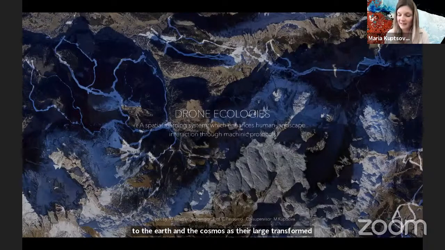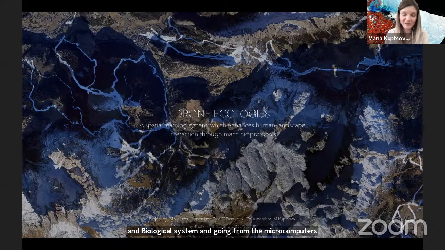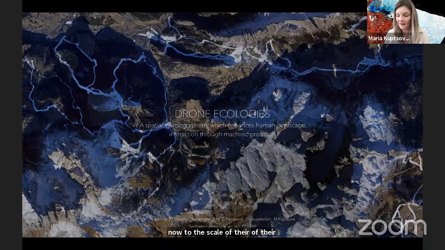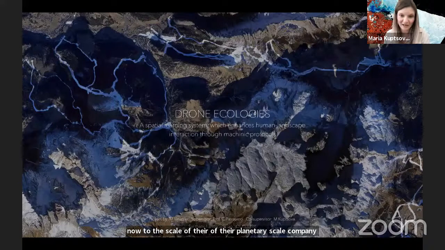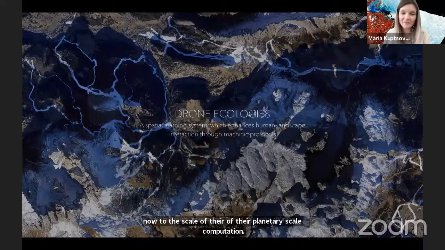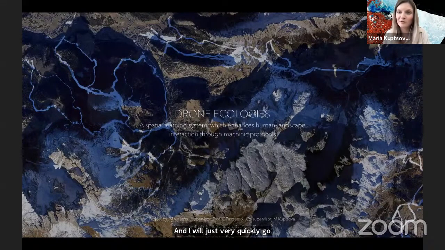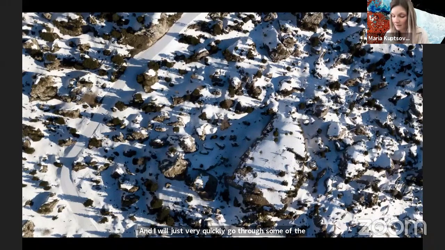Now, basically a design that we implemented is an evolutionary design system, which is merging machinic and biological systems and going from the microcomputers now to the scale of planetary computation. And I will just very quickly go through some of the projects that I am analyzing and basing on my own. I'm bringing you here to the Alps.